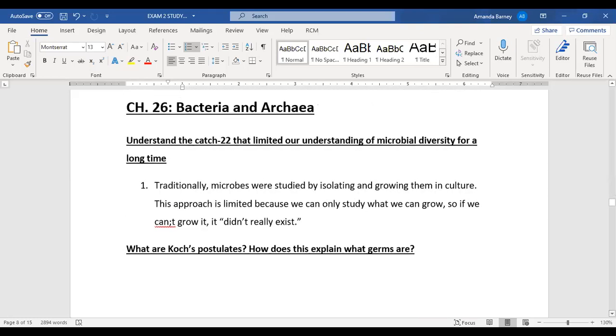Chapter 26, bacteria and archaea. So the catch-22 is really simple. Basically, if you can't grow it, it doesn't exist.